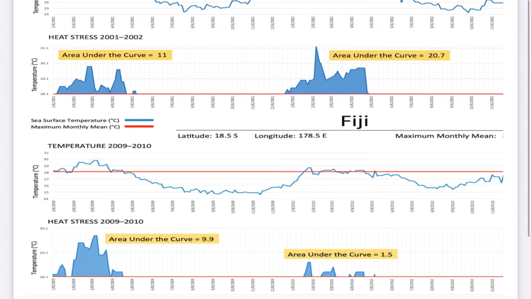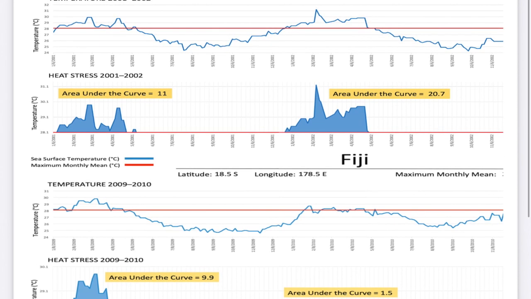You want to make sure, because you have two of them here, obviously, with Fiji being in the Pacific, in the equatorial Pacific area, you do get times where it is warm twice.